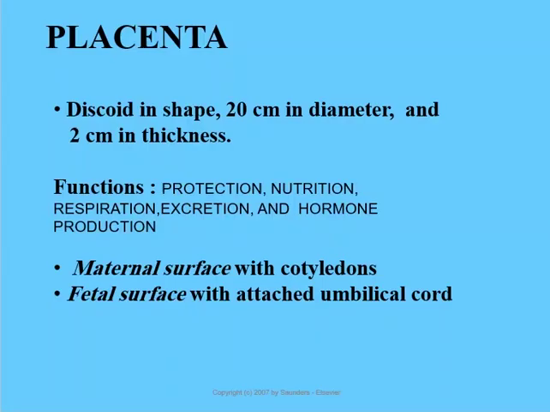So the placenta is a discoid shaped organ about 20 centimeters in diameter and 2 centimeters in thickness. Its main functions are protection, nutrition, respiration, excretion, and hormone production for the fetus. The maternal surface is rough, filled by cotyledons, and the fetal surface is smooth and attached to the umbilical cord.